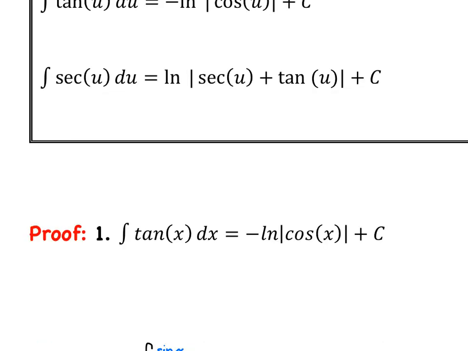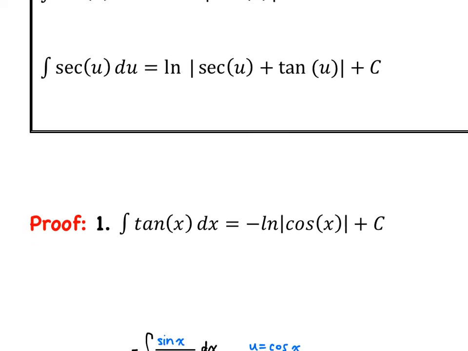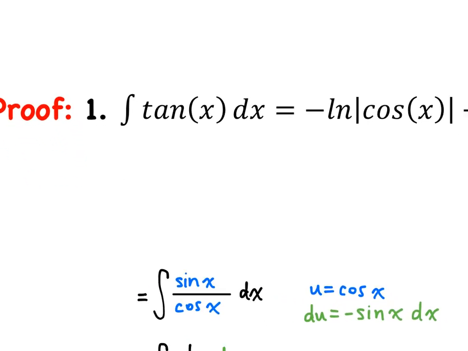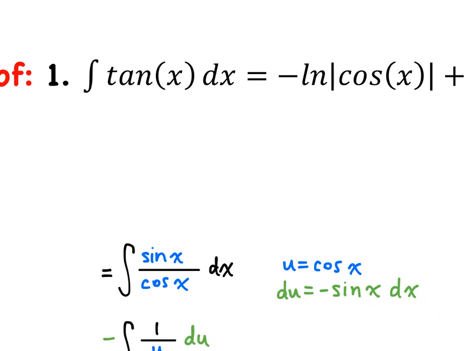Okay, so our first goal is to prove that the integral of the tangent of x actually is negative ln of the absolute value of cosine of x plus c. So the first thing I want us to do is use one of our trig identities to rewrite the tangent. We all know that tangent is sine over cosine. So now we can use a u substitution.